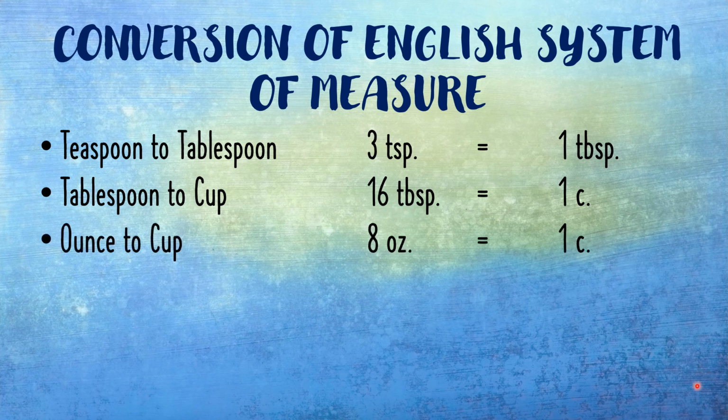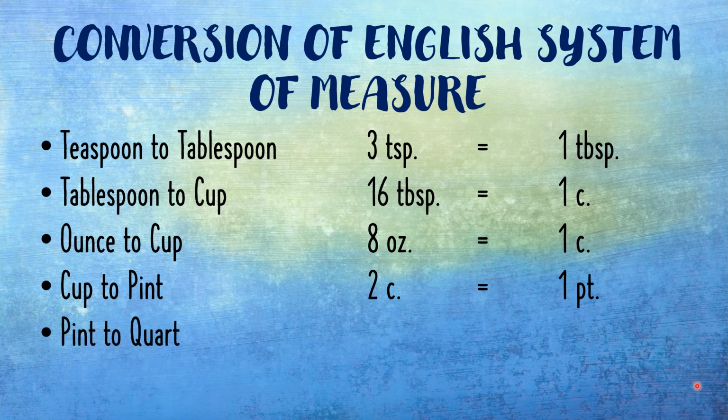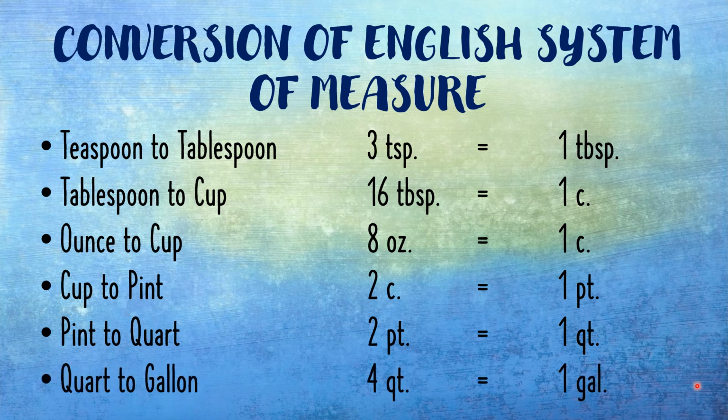Ounce to cup, 8 ounces is equal to 1 cup. Cup to pint, 2 cups is equal to 1 pint. Pint to quart, 2 pints is equal to 1 quart. And quart to gallon, or isang galon, so 4 quarts is equal to 1 gallon.